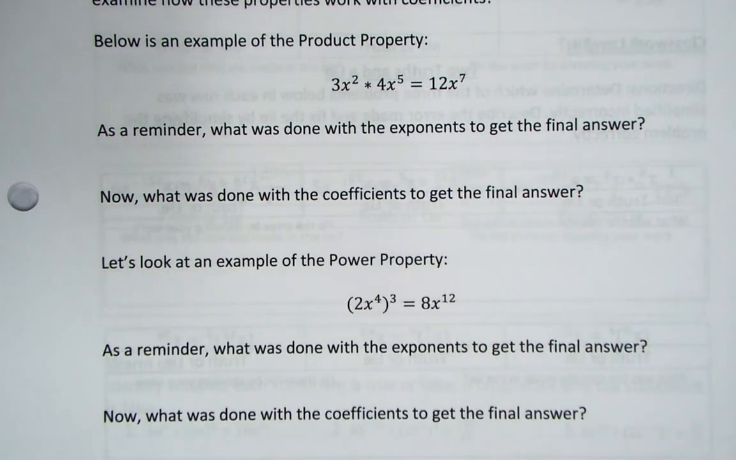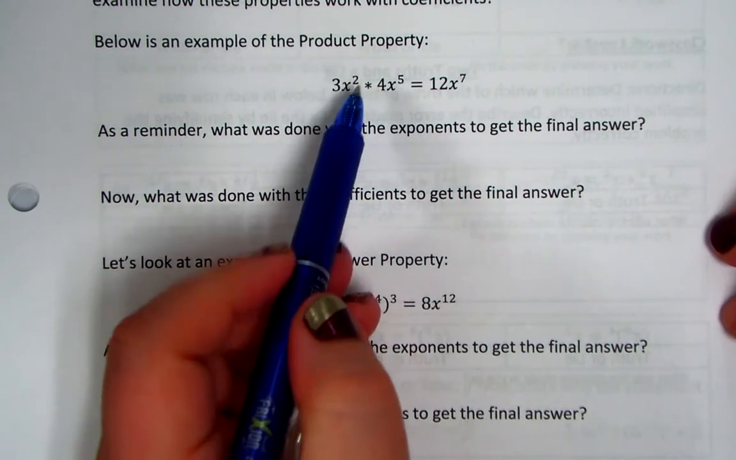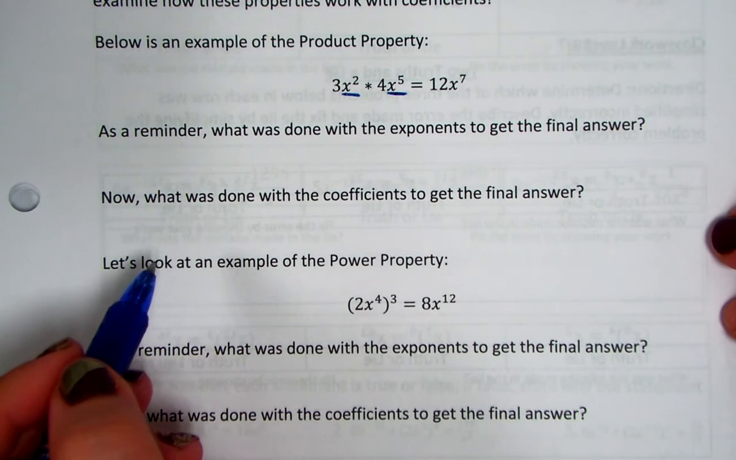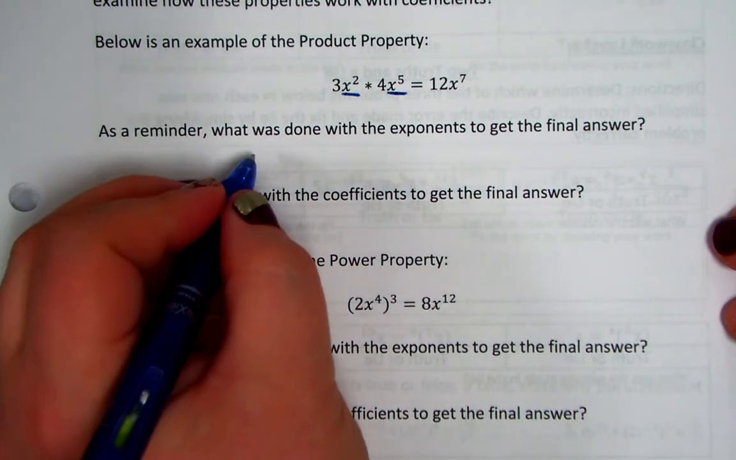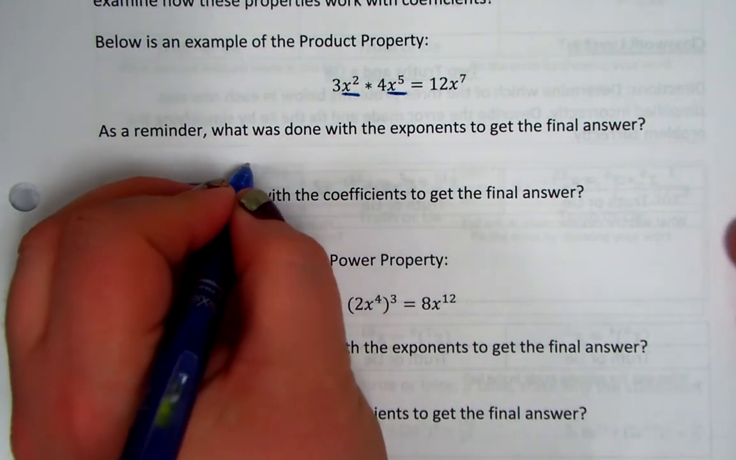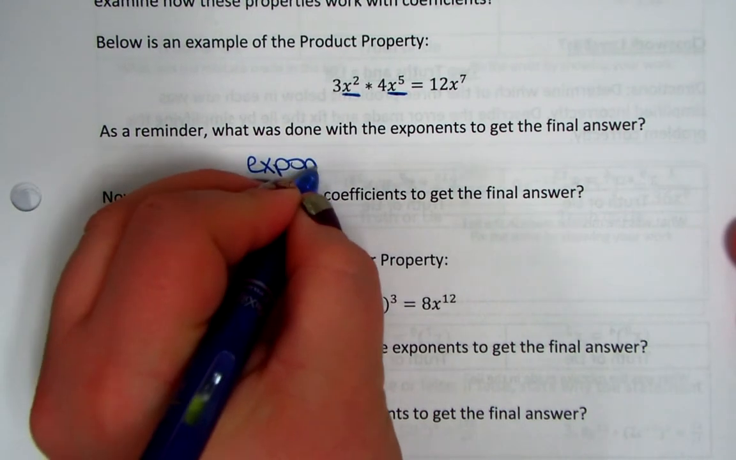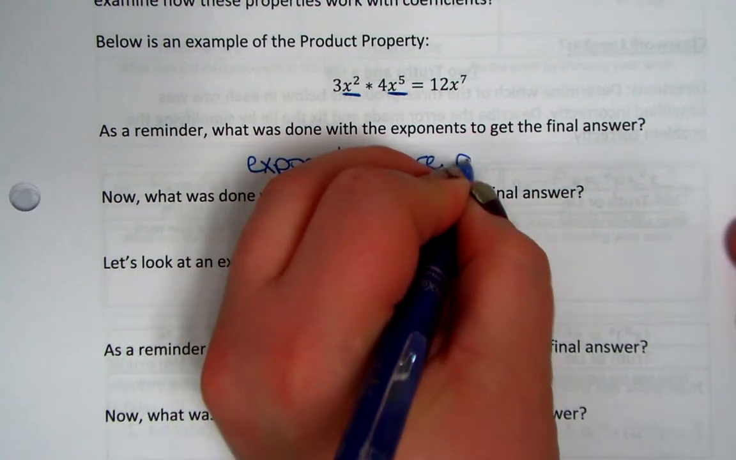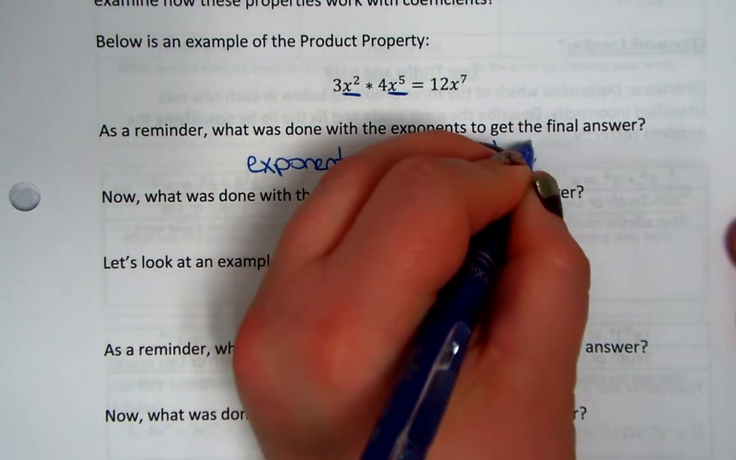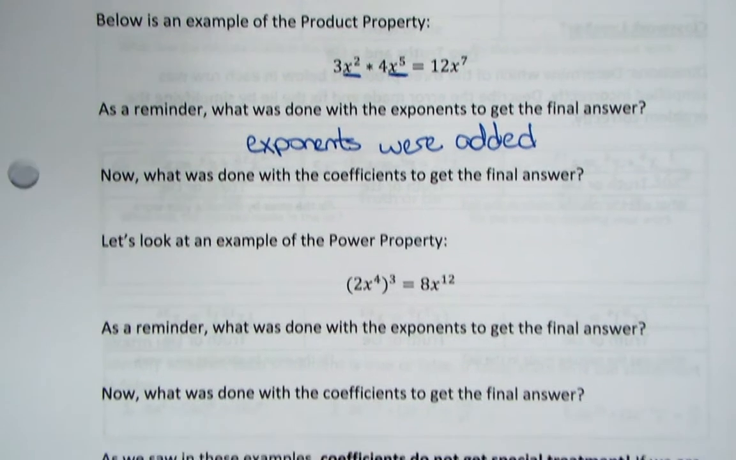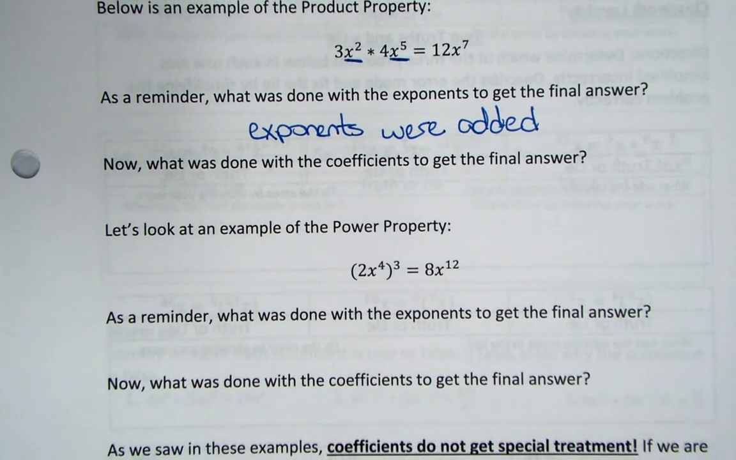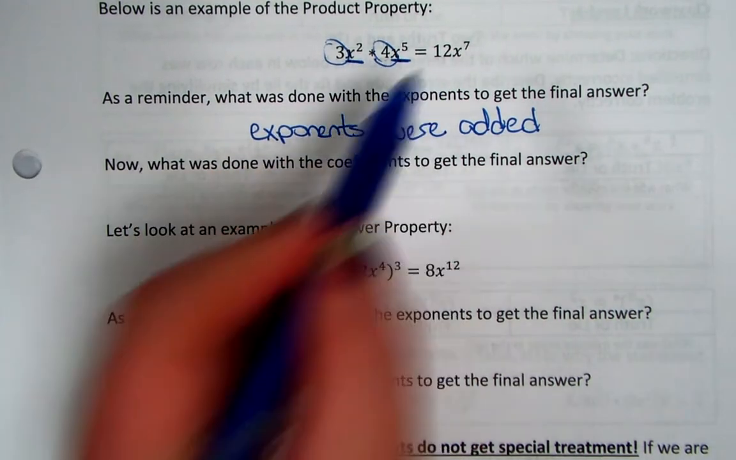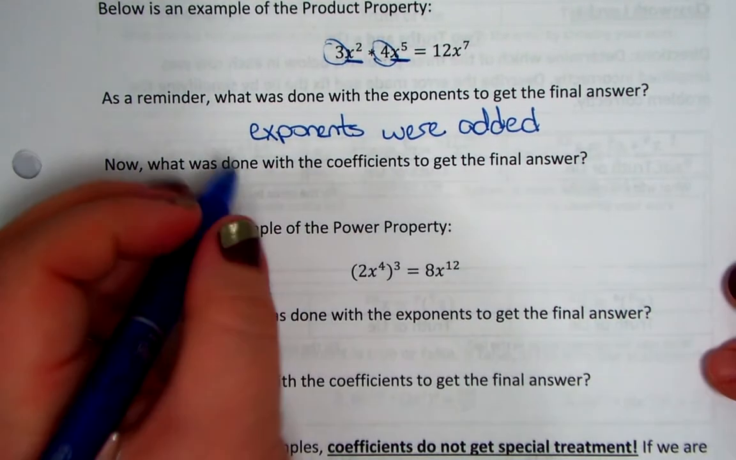They were added together. Now, we know from our product property that when I have a base multiplied by another base, I have to add the exponents. And the coefficients, in order to get 3 and 4 to make 12, they had to multiply those coefficients.